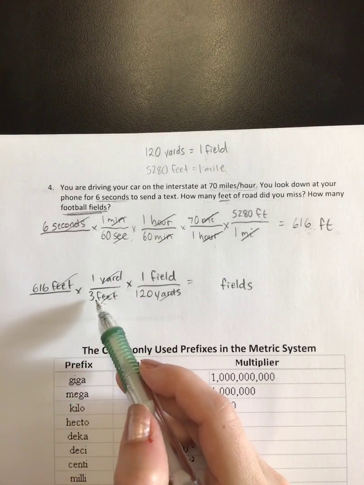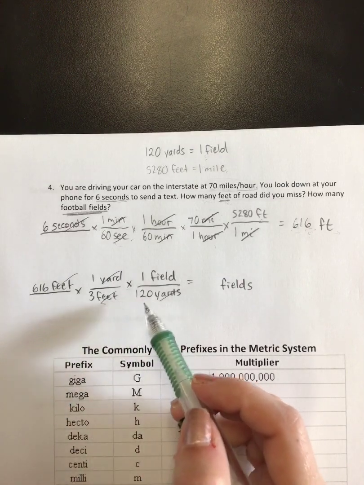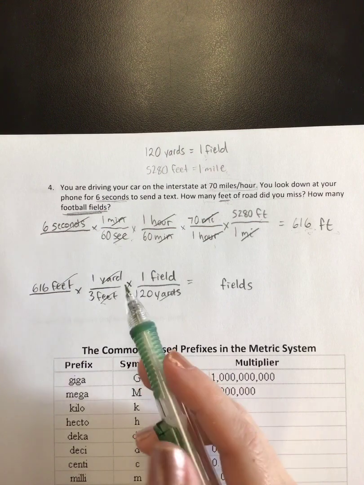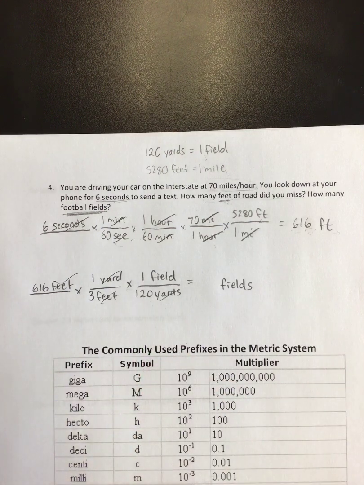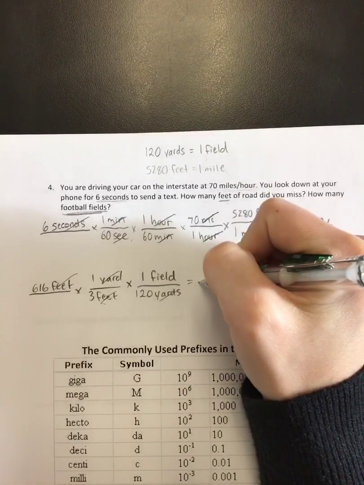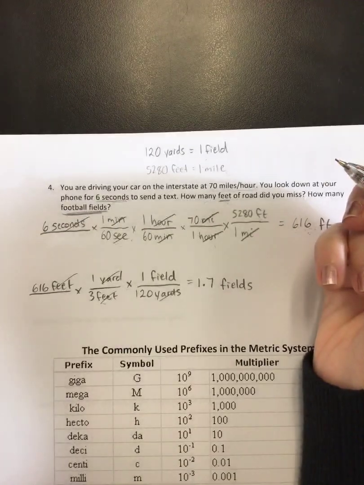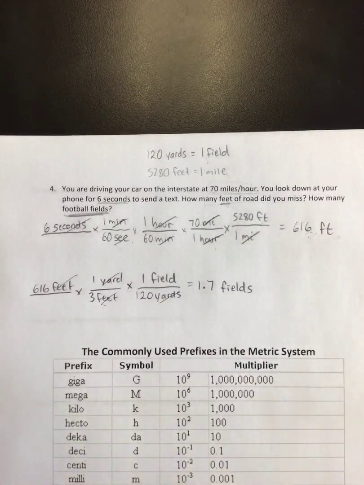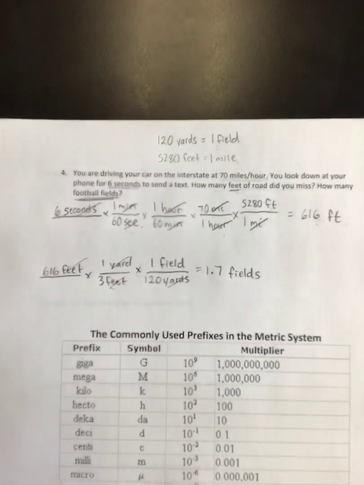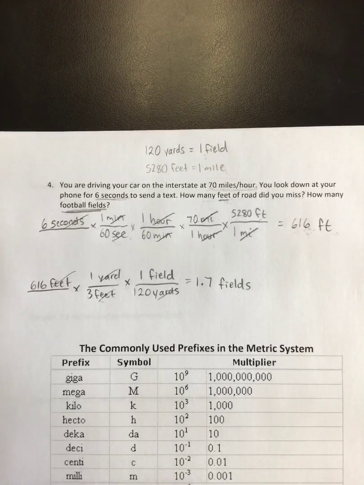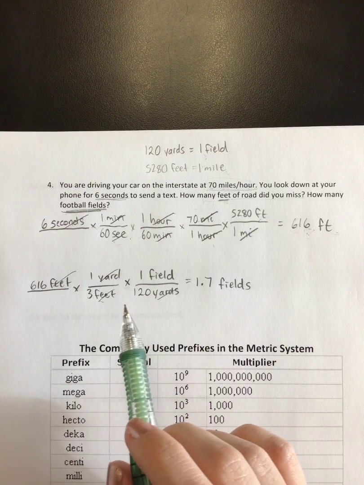And then I just had to do my math. 616 divided by 3 divided by 120, and you'll end up with, and this one right here, none of this is really measurement, so you can round wherever you feel is appropriate. It will not be a whole number. I left mine at 1.7. Okay, 1.7 football fields. Okay, so these were some examples, unrelated to chemistry, just basic manipulation of these units.